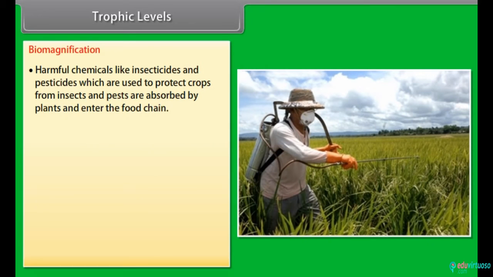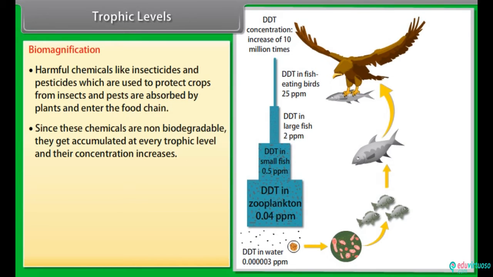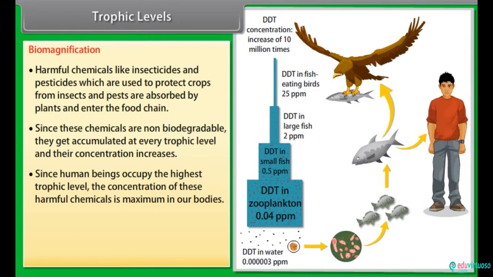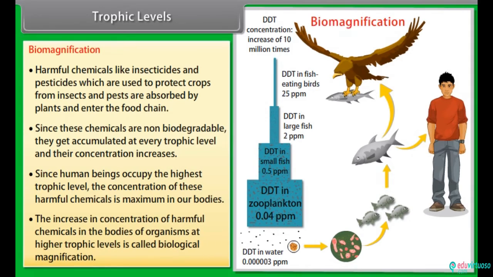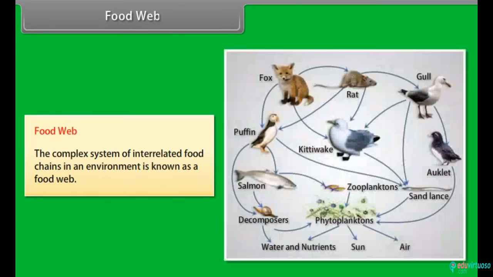Biomagnification. Harmful chemicals like insecticides and pesticides, which are used to protect crops from insects and pests, are absorbed by plants and enter the food chain. Since these chemicals are non-biodegradable, they get accumulated at every trophic level and their concentration increases. Since human beings occupy the highest trophic level, the concentration of these harmful chemicals is maximum in our bodies. The increase in concentration of harmful chemicals in the bodies of organisms at higher trophic levels is called biological magnification. Food web. The complex system of interrelated food chains in an environment is known as a food web.